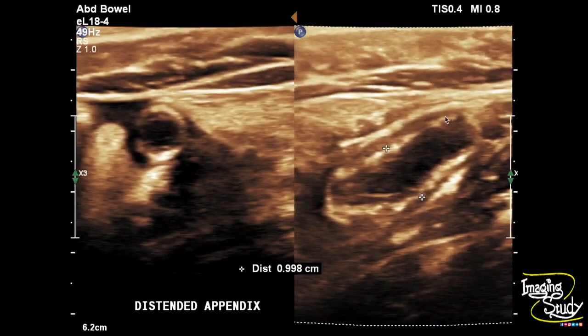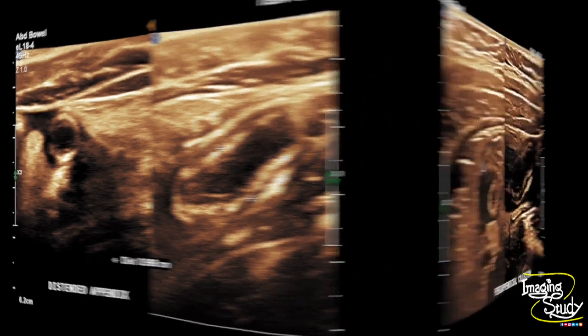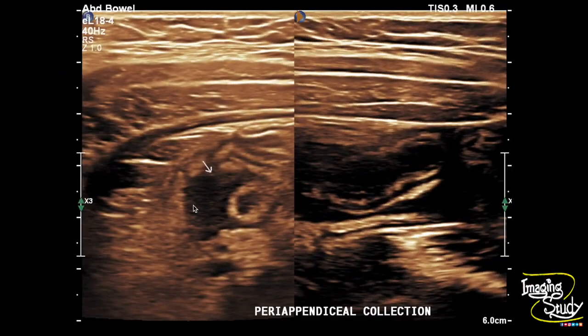Another picture with the measurement, and you can see it is around 10 mm in diameter. On the right you can see the longitudinal section, and on transverse section on the left you can see the typical target sign. Here's the echogenic thick fat stranding areas, and this anechoic area is nothing but the periappendiceal collection. Another picture with the periappendiceal anechoic fluid collection.